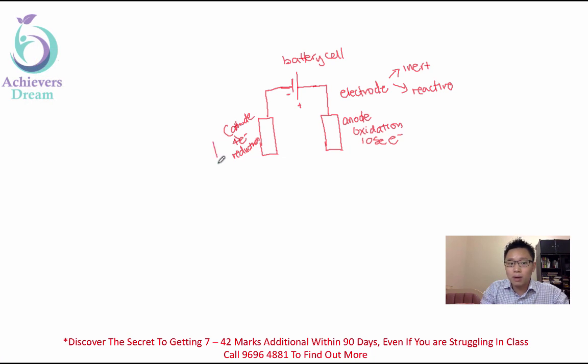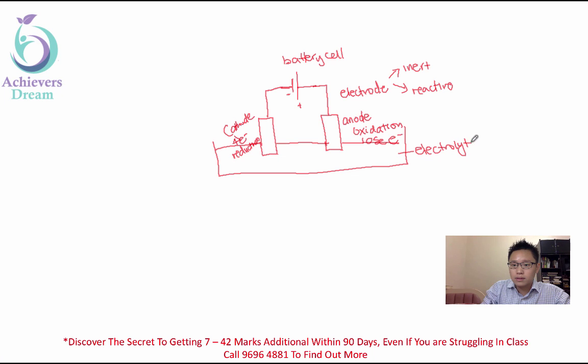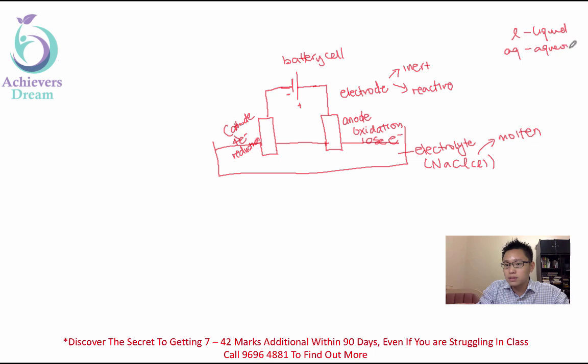So, example one. We are going to put everything into what we call an electrolyte, a place for the ions to move. One of the electrolytes that I'm going to use for example one is molten NaCl. Students often ask me, "Hey Jared, what is molten?" What's the difference between liquid and aqueous for the state symbols?